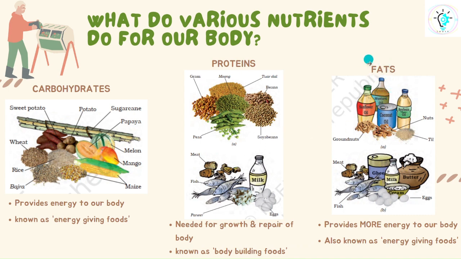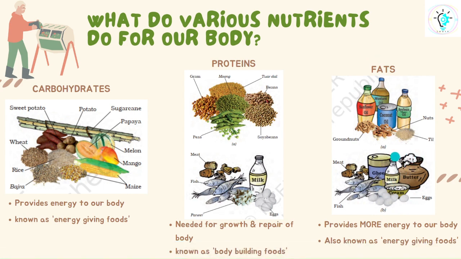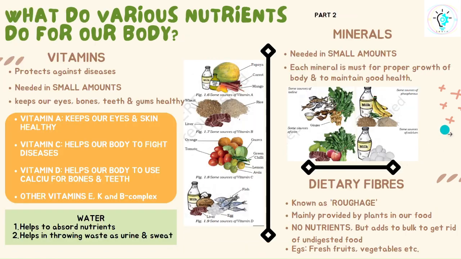Fats. The third important nutrient needed by the body. It gives more energy to our body and are also energy giving food. For example, oils, nuts, ghee, milk, etc. Let us learn about what are the other nutrients needed by the body. For example, vitamins and minerals, which are needed in very small quantities by our body. Vitamins protect against diseases, whereas minerals provide proper growth to the body and for maintenance of good health.